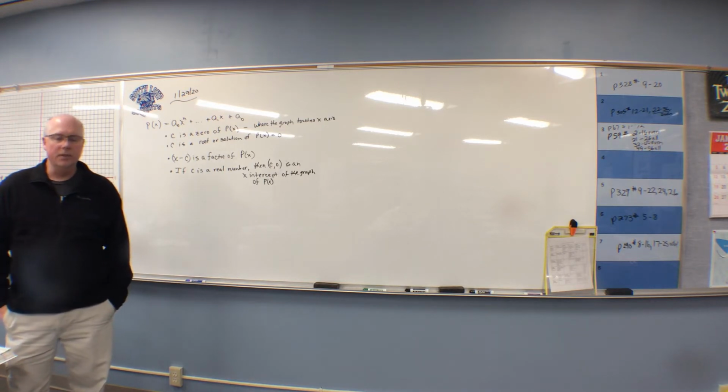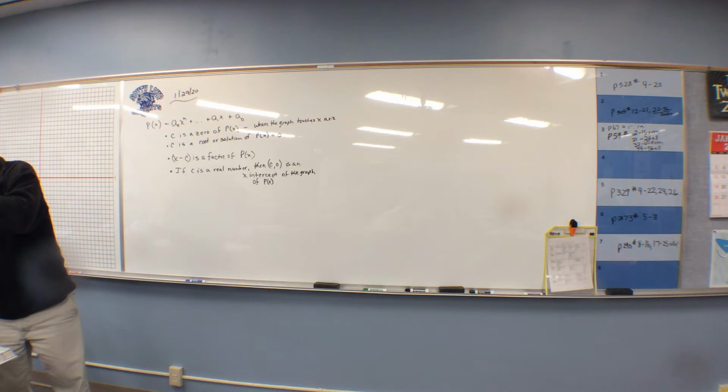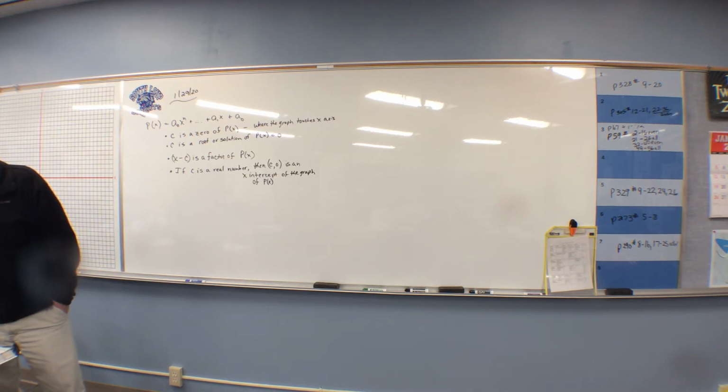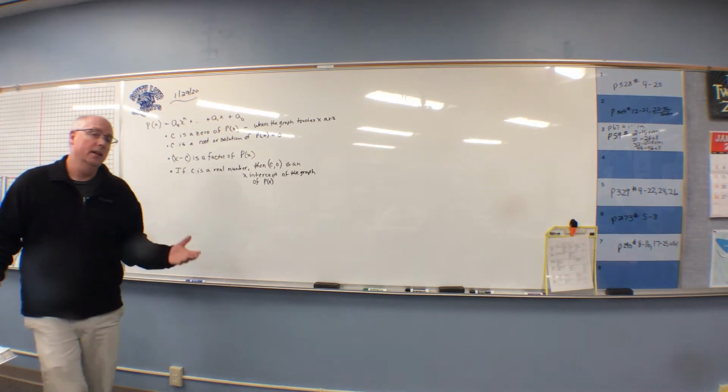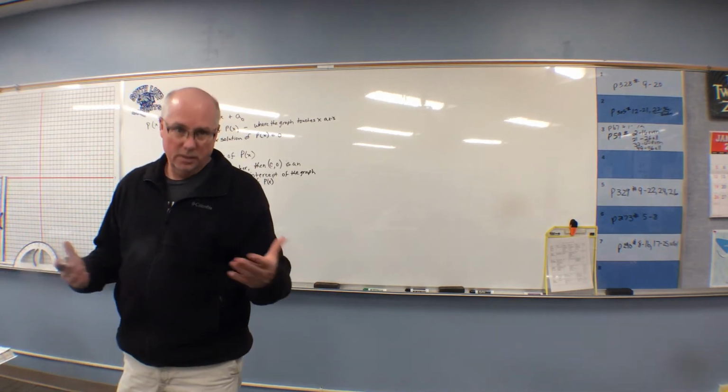So there is what we call the fundamental theorem of algebra. It says every polynomial equation with degree greater than 0 has at least one root in the set of complex numbers. Every polynomial has at least one root that is a member of the complex numbers. That means it can be imaginary or not, but there's at least one root.